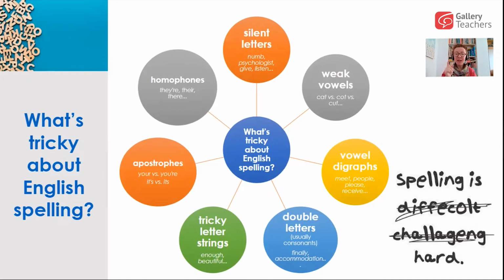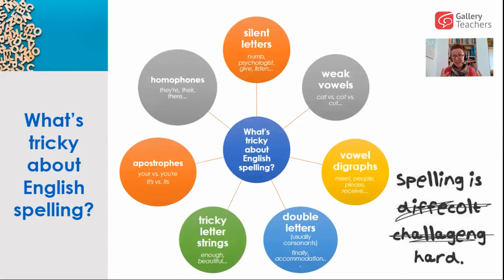The next one down is weak vowels. And I think this is really interesting because it shows that spelling is not just connected to the written word, it's also connected to listening. If our students cannot really hear the difference between cat, cot, and cut, it's very unlikely they're going to be able to write these words accurately as well. So here we really have the connection between the sound and the spelling.